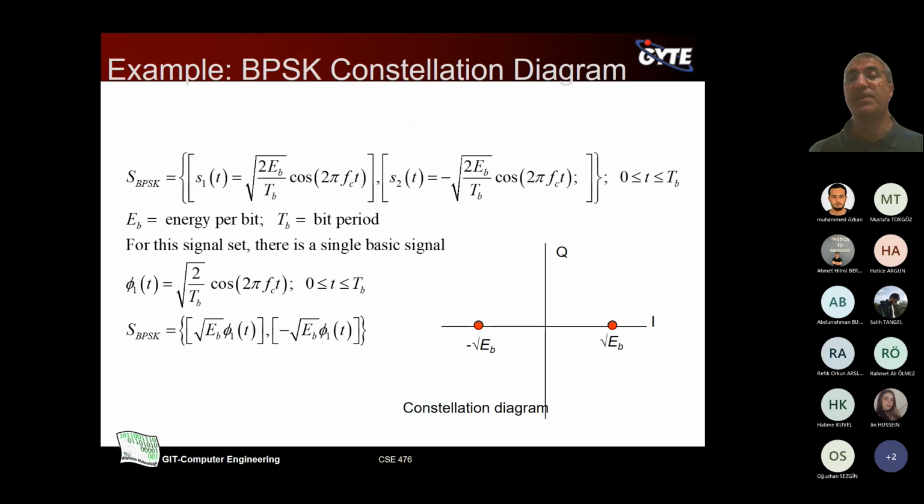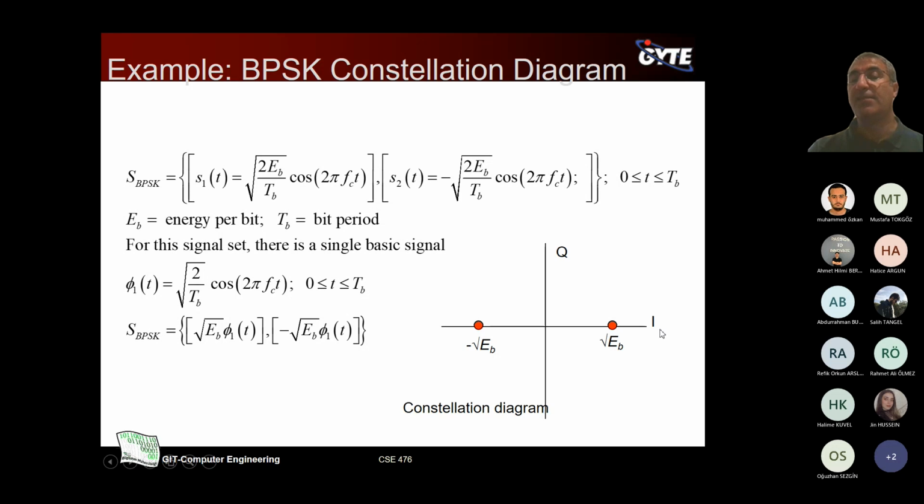Let's give an example for the BPSK, which is one of the simplest versions of modulation. As you see, this set consists of two elements. This is S1, this is S2 for the bit duration. Eb is the energy per bit, Tb is the bit period. For this signal set, there is only one single basis function, which is phi1. So my first symbol is going to be square root of Eb times phi1, and the next one is going to be minus square root of Eb times phi1.